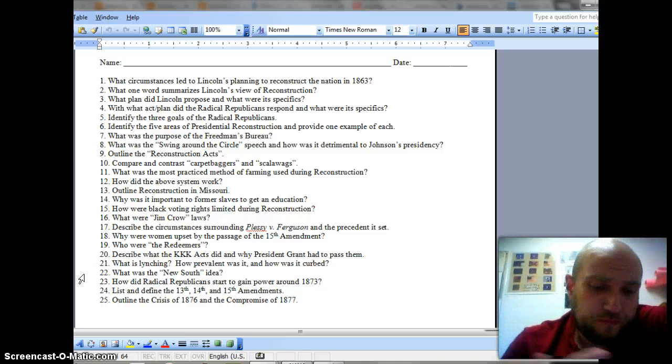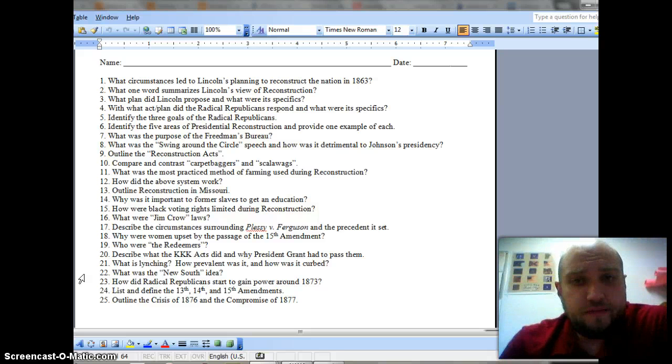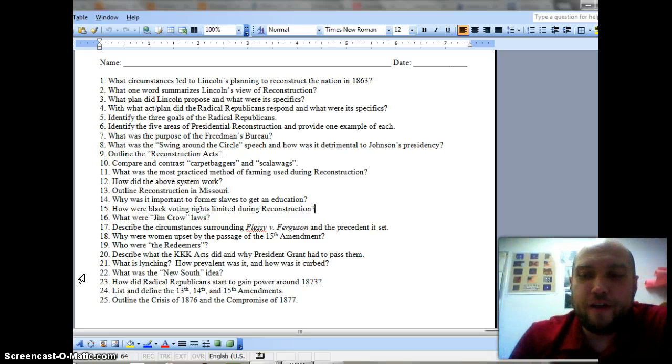So, Johnson protected Southern property, returned confiscated property. Johnson also stopped the seizure of lands and the division of lands by groups like the Freedmen's Bureau. He pardoned everyone that was involved, except for some certain high-ranking Confederate officials, just to keep some kind of peace. He said states could be readmitted with the ratification of the 13th Amendment. Okay, so again, just take a look at those.